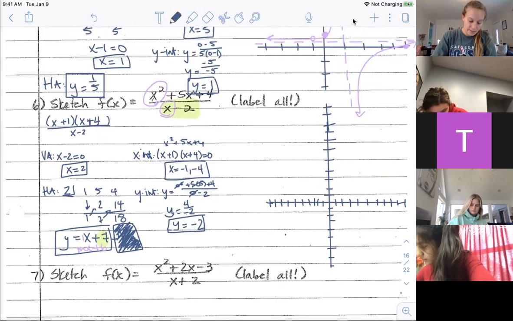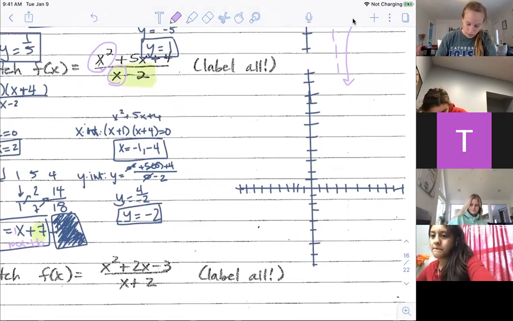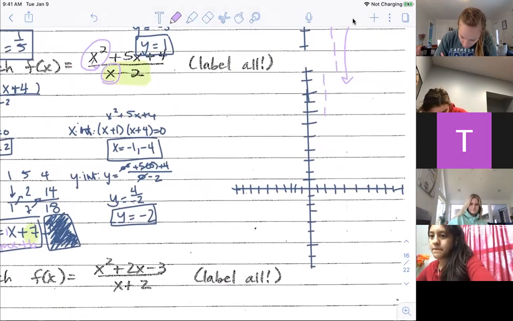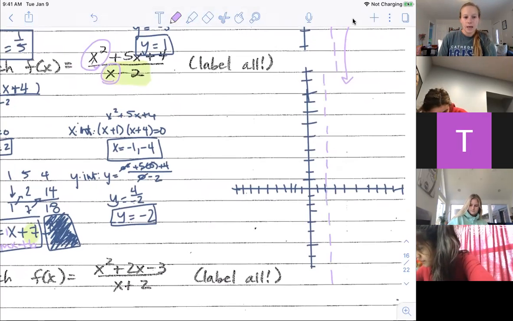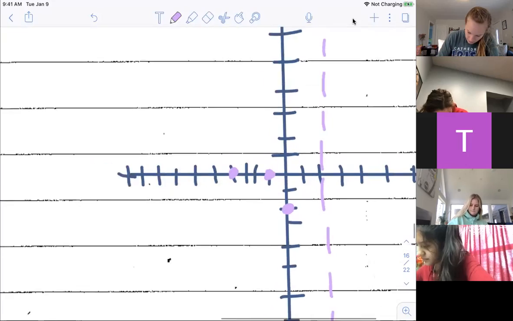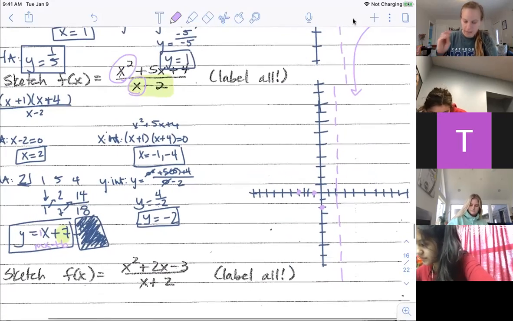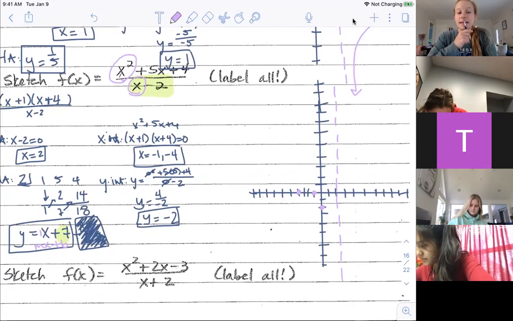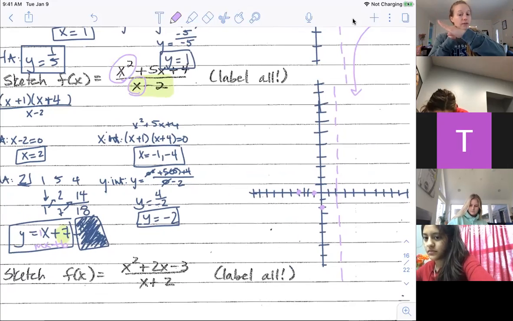So let me go graph my asymptotes and my intercepts, I'm sorry. 2 is my x asymptote. Oh, there we go. And then my intercepts are at y equals -2, and then x equals -1 and -4. My slant asymptote is not just a straight horizontal line, it's going to be at an angle. So I'm going to go graph that.